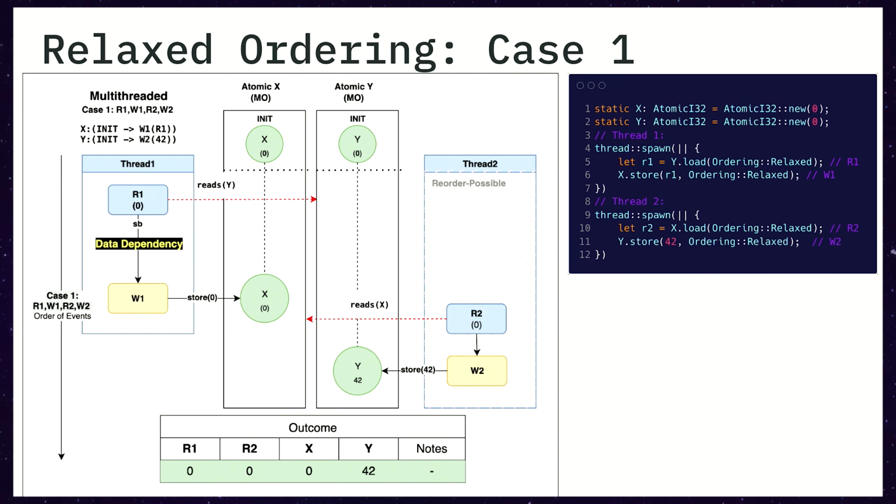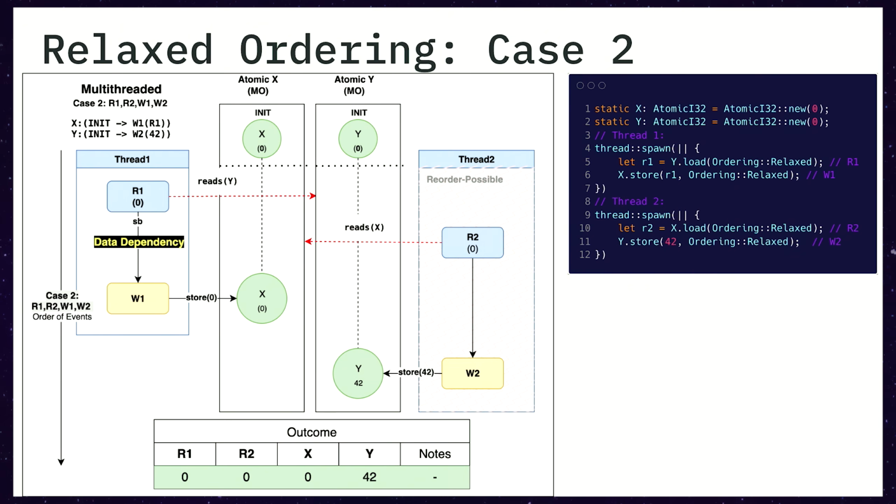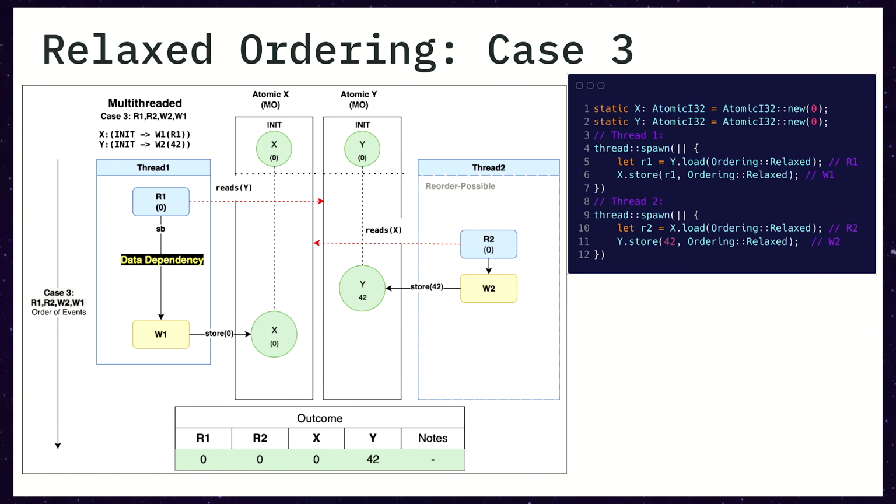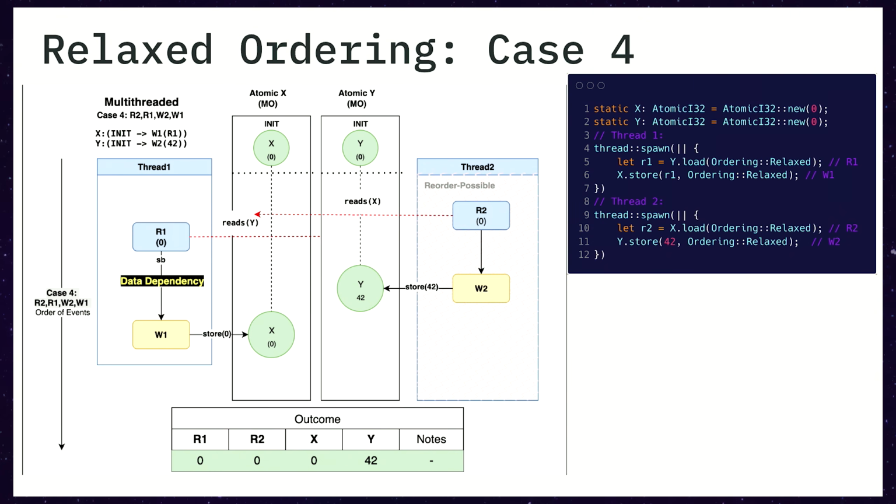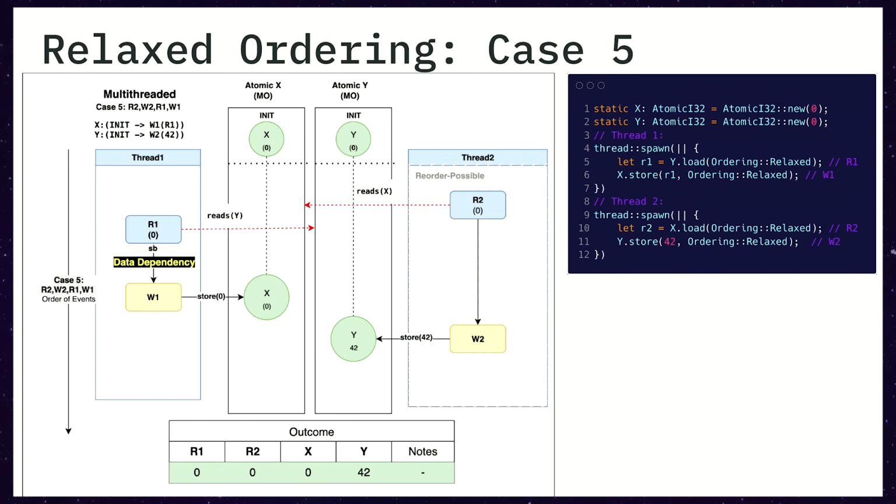In this first case, the arrow on the left shows that you can follow each arrow as a timeline. So R1 happens first, W1 happens second, R2 happens third, W2 happens fourth. And those are the outcomes we expect at the bottom: 0, 0, 0, 42. Now, if you have a different ordering, so R1, R2, W1, W2, same thing. Different one, same thing. Different one, same thing as well.